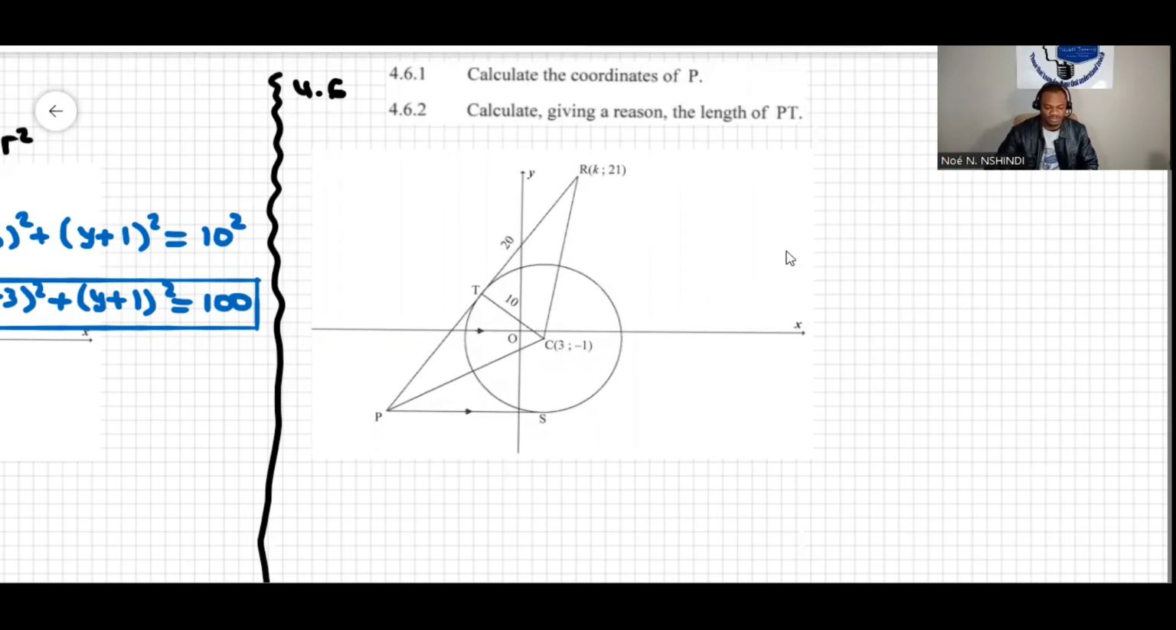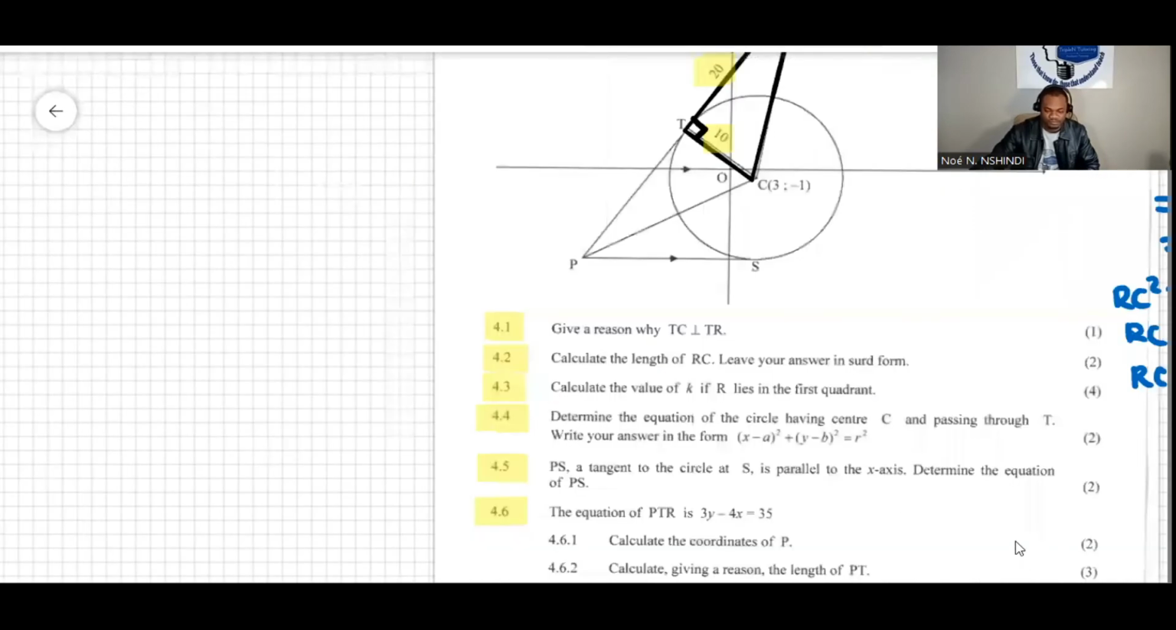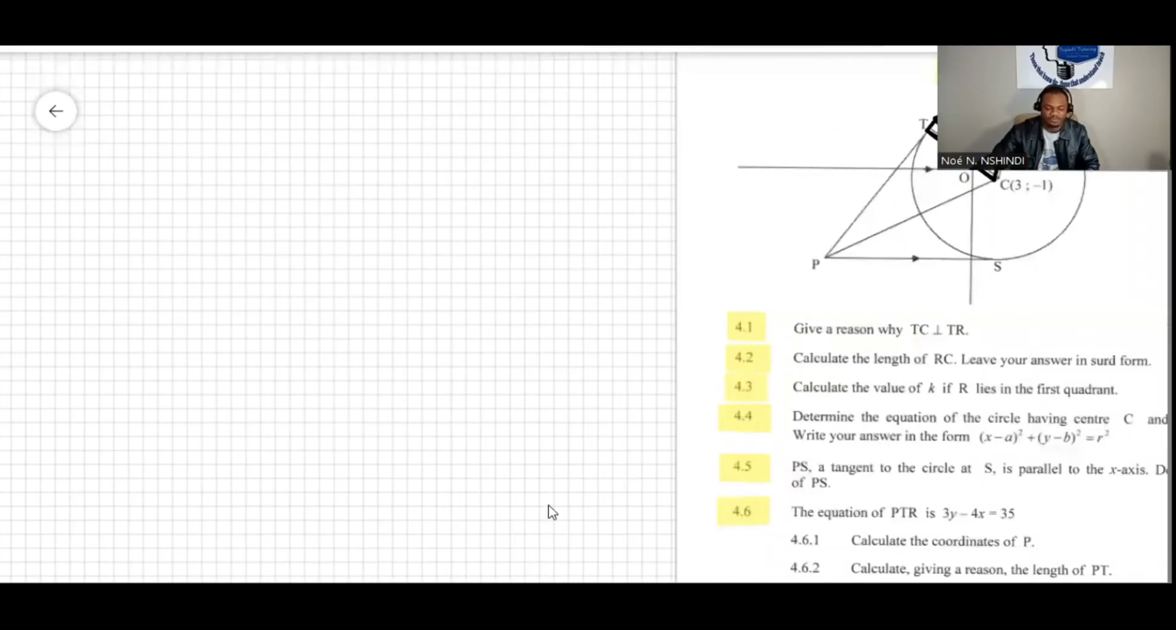P is this one. What else? Yes, it was given also the line PTR. So this line is given by 3y minus 4x equal to 35. Sorry, I wrote it wrong at first. We can double check. 3y minus 4x equal to 35, yes.